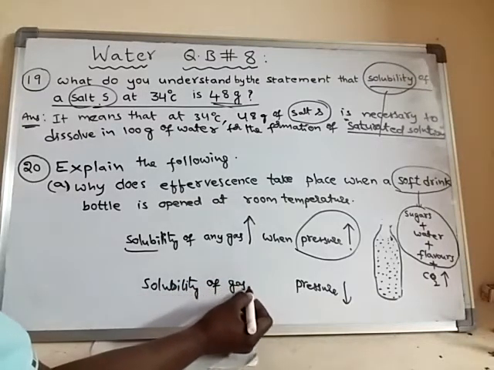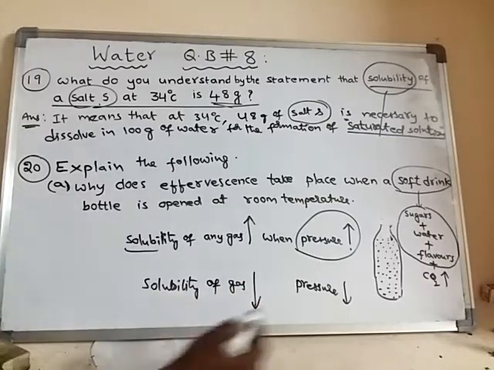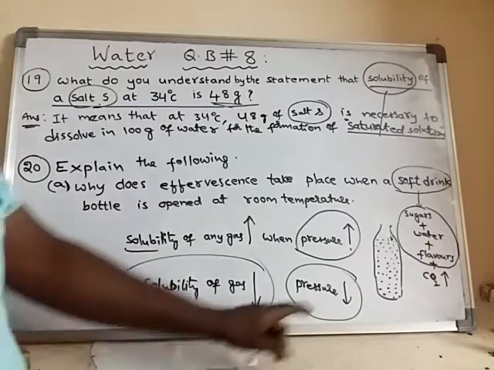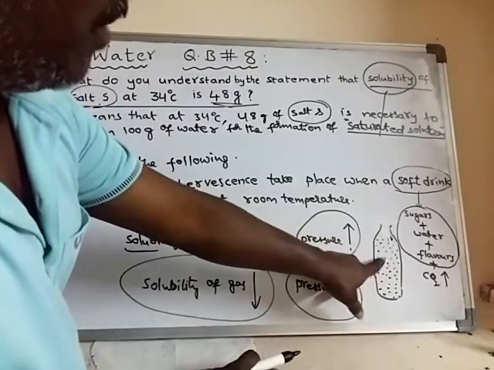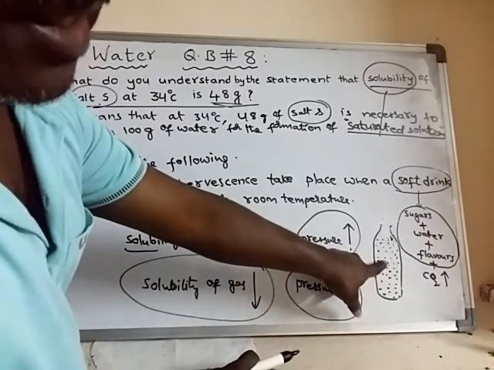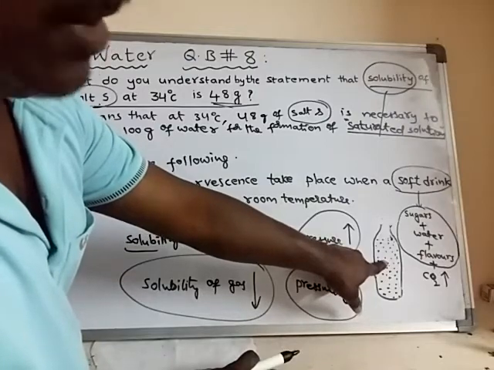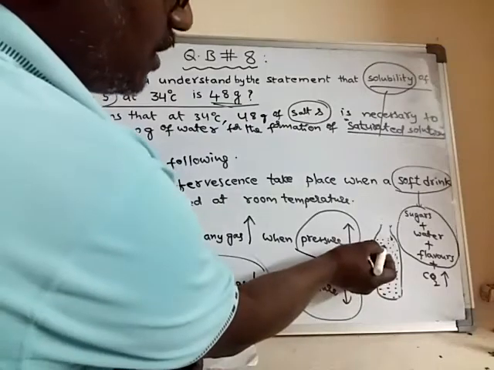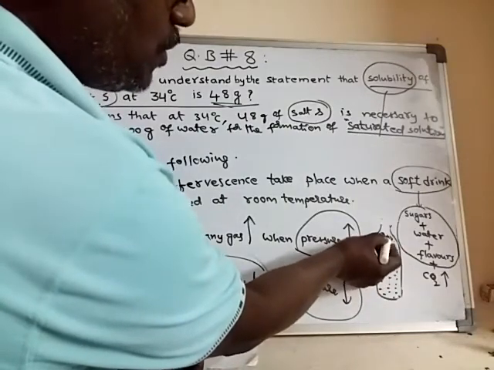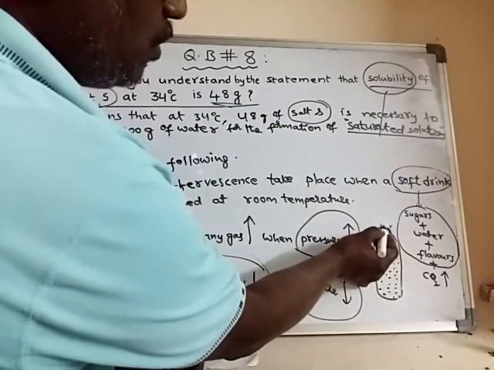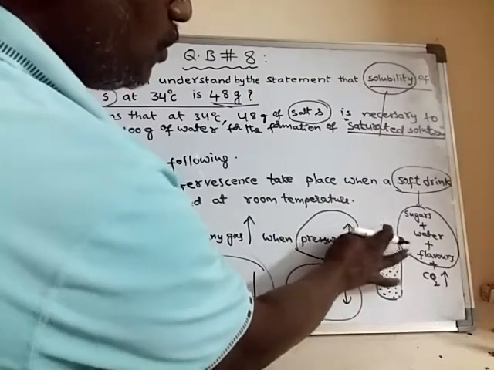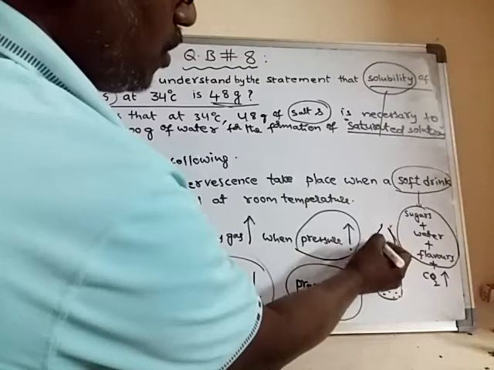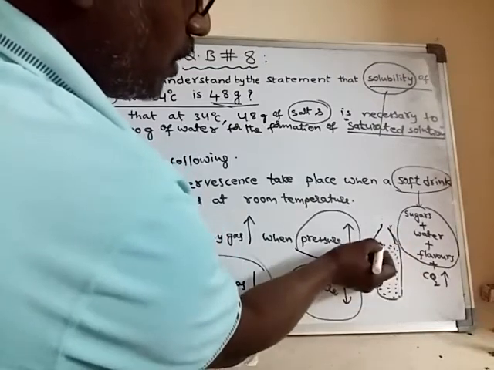Solubility of gas also decreases. Whenever pressure is lowered, solubility of gas also decreases. That means the carbon dioxide which is already dissolved, its solubility decreases. Hence, as the solubility decreases, the excess amount of carbon dioxide which is dissolved already will come out from the solution.